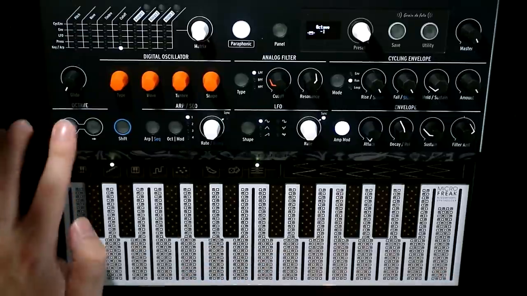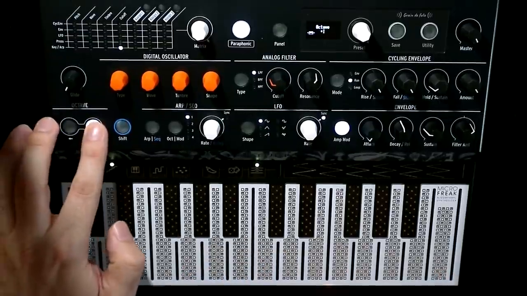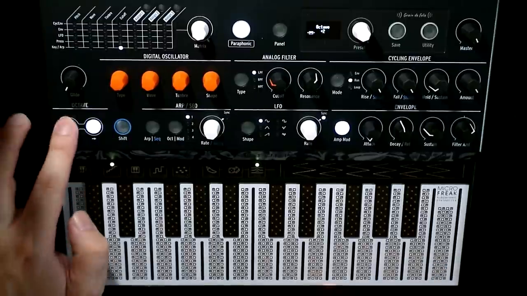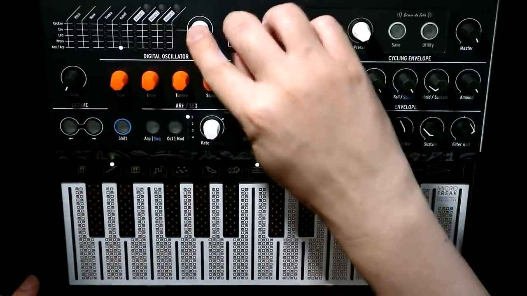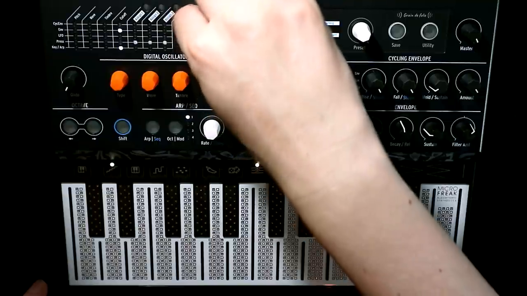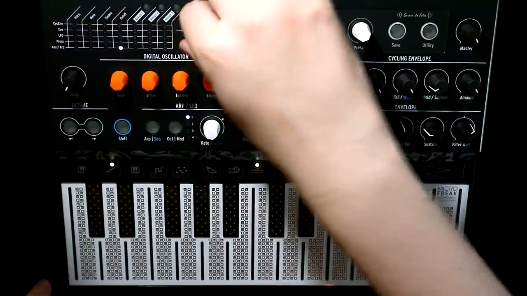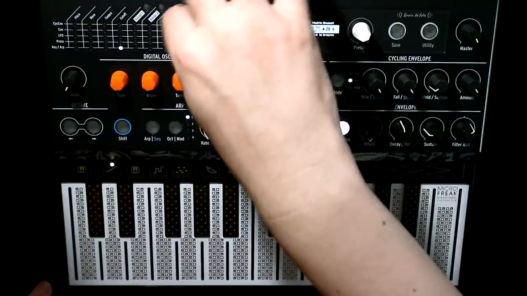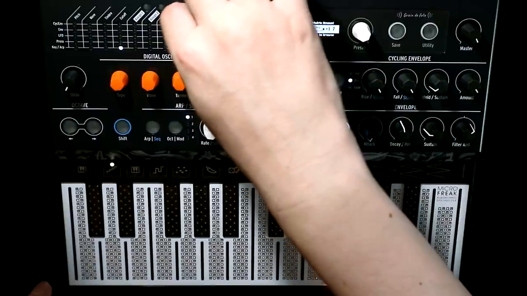and darker at the bottom. And that's a perfectly legitimate way of using it. The old filter tracking, keyboard tracking, is a classic, and for good reason.